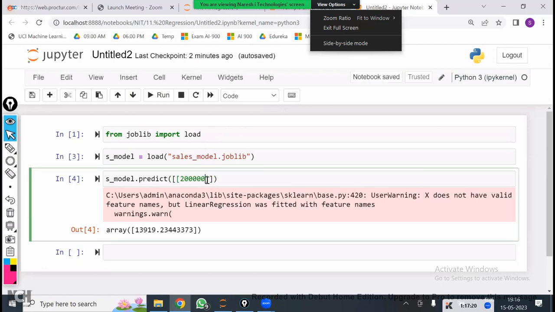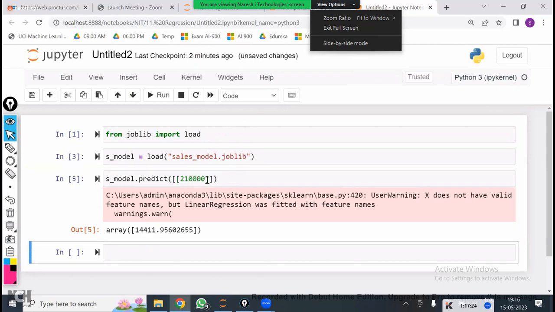Tomorrow, if they increase their budget to 2,10,000, what is the expected sales? 14,411. That we have to send by mail. In the mail, we say, sir, as per your business problem requirement, we are sharing our final model, which gives an accuracy of 74%. We'll send that in the mail.